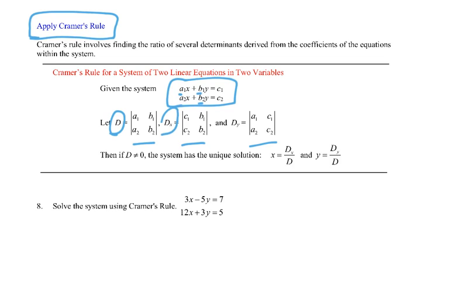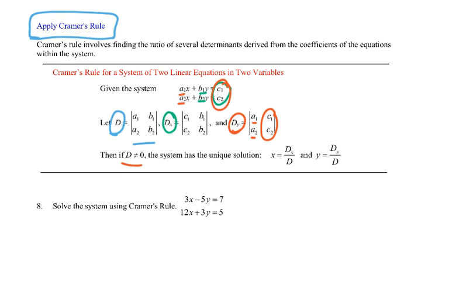Our dx matrix is almost the same matrix, but we replace the x coefficients with c1 and c2. For our dy matrix, our x coefficients stay the same, and our y coefficients get replaced with c1 and c2.